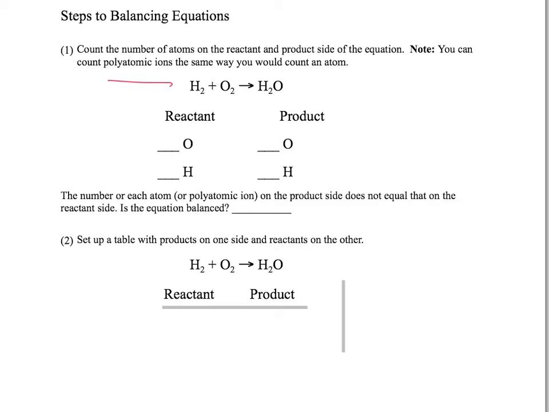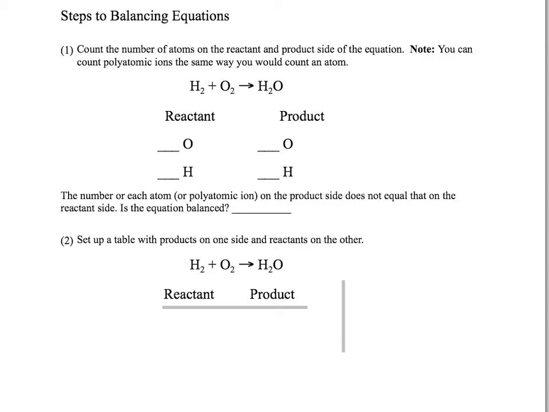So the first example that I'm going to give you here is H2 plus O2 yields H2O. Now on the reactant side we have oxygen and hydrogen, diatomic molecules, and on the product side we have water, H2O. The first thing I'd like you to do is check to see if this is balanced by counting the number of hydrogens and of oxygens on each side.